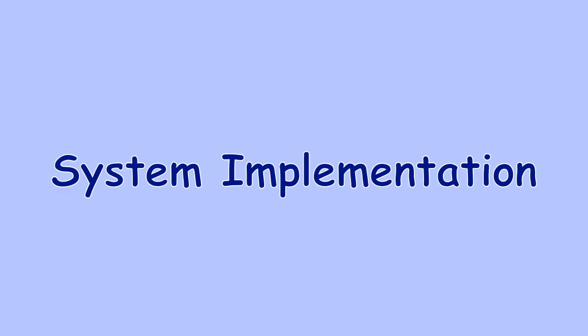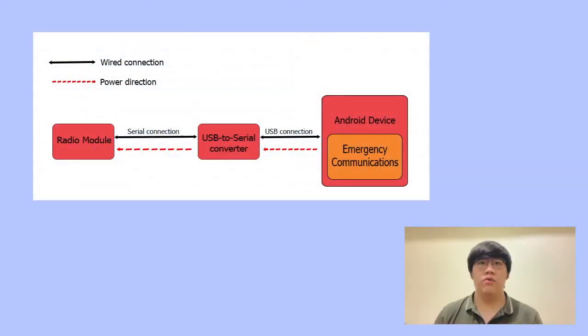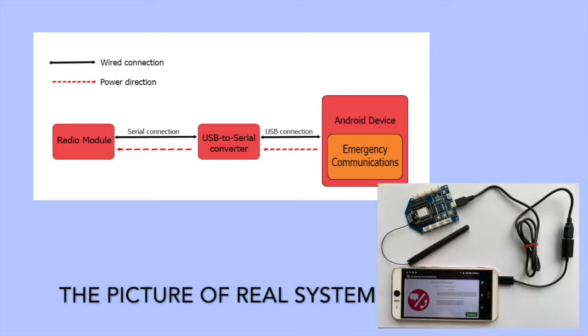System implementation. We connect the radio module, or SIIT3, in 2.4 GHz to the serial to USB converter, or SB group development, and then connect to the Android device, which uses our application called Emergency Communication. For the power of the system, we use the Android device as the power supply. You see from the picture, the black line is the wire connection between the equipment, and the red dotted line is the power direction.